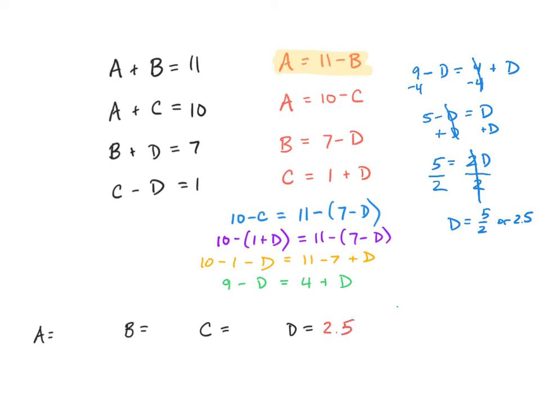Once we've decided that d is 2 1/2, then we can just plug things into our equation. So what number minus 2 1/2 equals 1? That would be 3 1/2. What number plus 2 1/2 equals 7? That would be 4 1/2. And we know that c is 3 1/2, so what number plus 3 1/2 equals 10? That would be 6 1/2.